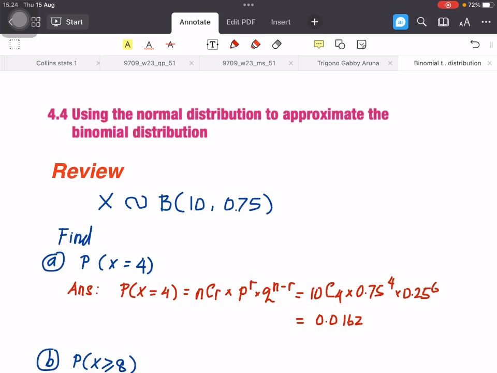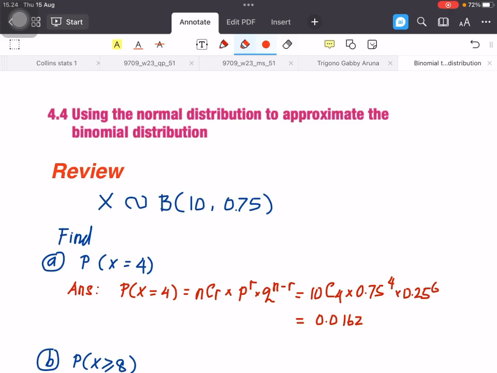Suppose that I have x that follows binomial distribution with n equals 10 and probability of success is 0.75. Now find probability x is equal to 4. So out of 10 trials we have 4 successes.